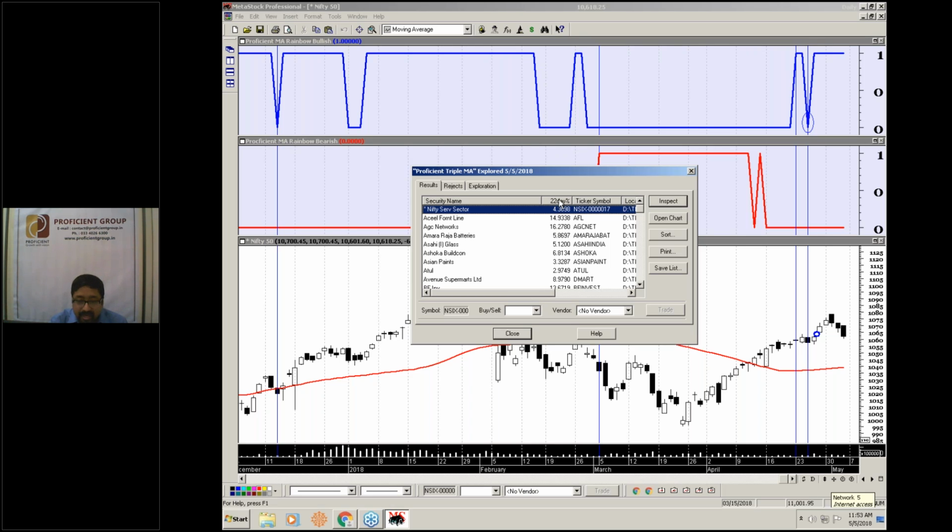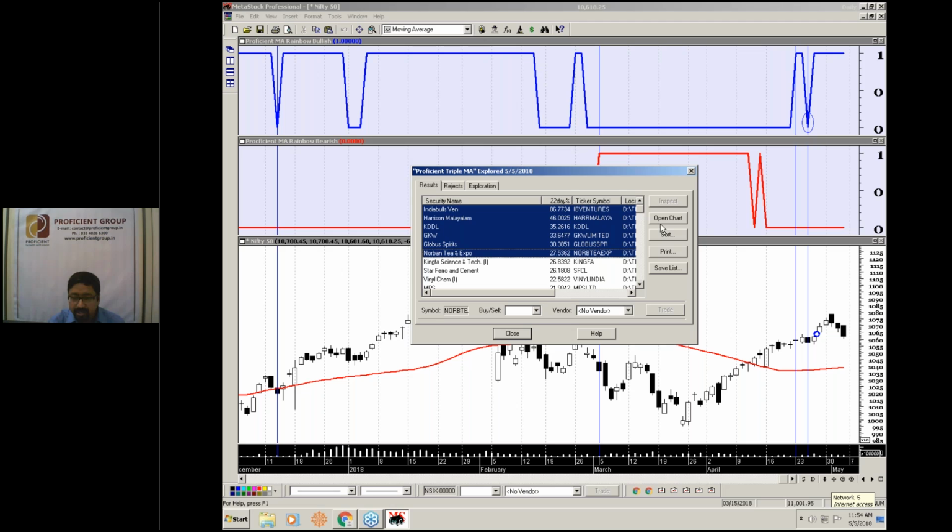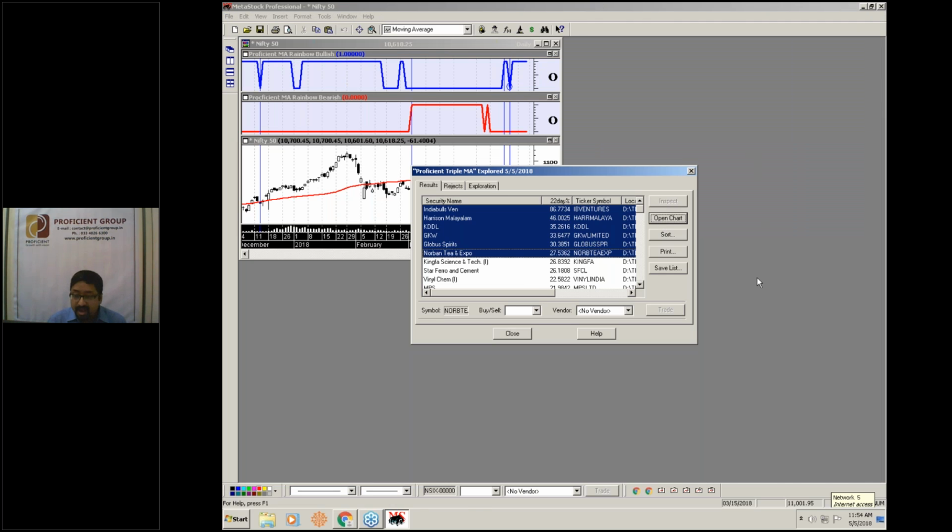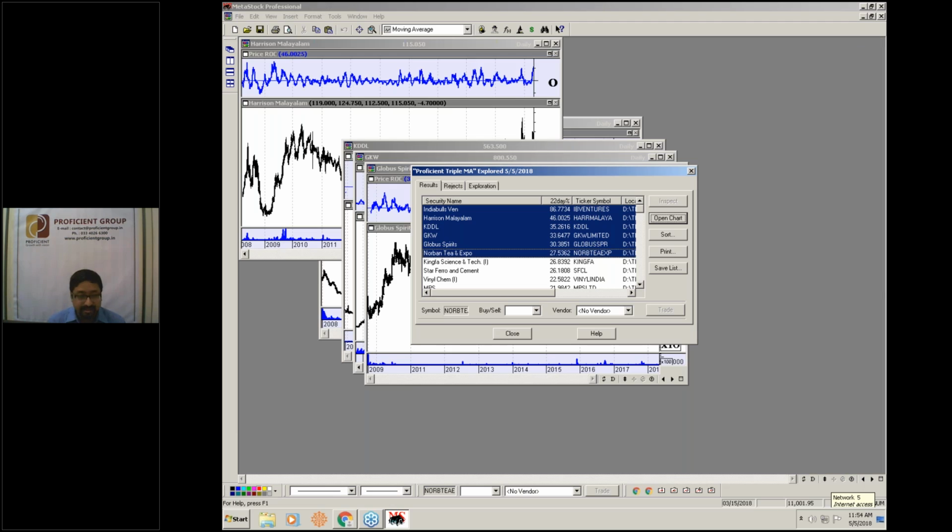So I am just using a screener here to arrange these stocks in their decreasing order of strength. That means I will get the strongest stock at the top, and all these stocks will occupy their position according to their strength. So I am getting Indiabulls Ventures to be the strongest stock according to their past 22-day percentage return. Then I am getting Harrison Malayalam, then KDDL, GKW, Global Spirits, Norman T. Just for the sake of exploration, I am on the charts of the stocks, and let's see, do we have better candidates to trade here?